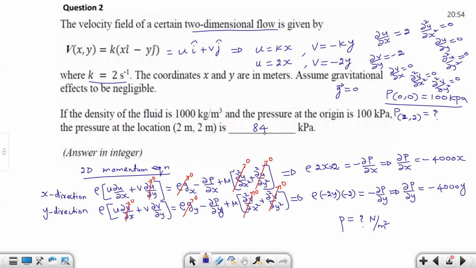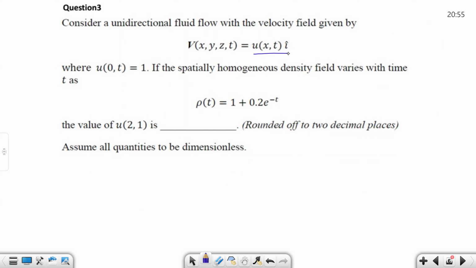So now we move to question number 3. Consider a unidirectional fluid flow with a velocity field. The velocity field is given: u is a function of x comma t, and you are given a boundary condition, u(0, t) is 1. The density function is given. So what is the value of u(2, 1), that is, x equal to 2, t equal to 1?